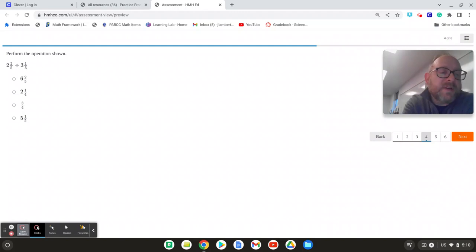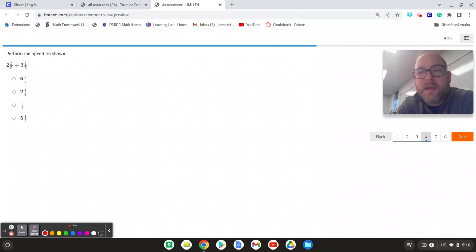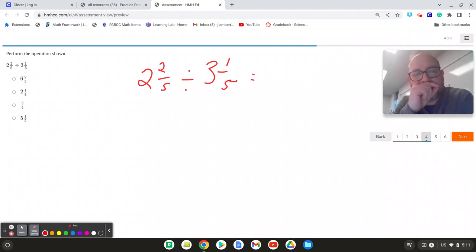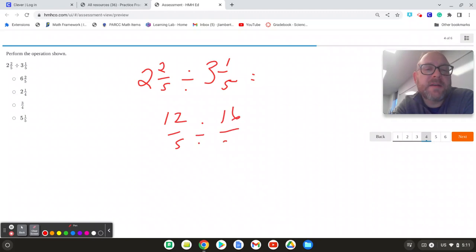All right. Hopefully you remembered, y'all. You're going to have to keep, change, flip. But before you do that, you cannot use these crazy old mixed numbers. You've got to have improper fractions. Improper fractions are the way to go. So 2 and 2/5: 2 times 5 is 10 plus 2 more gives me 12 fifths, divided by 3 and 1/5: 3 times 5 is 15 plus 1 is 16 fifths. All right. Easy breezy. So now I'm going to keep, change, flip. I've got 12 over 5 times 5 over 16.